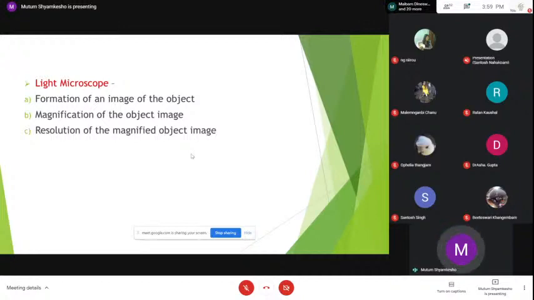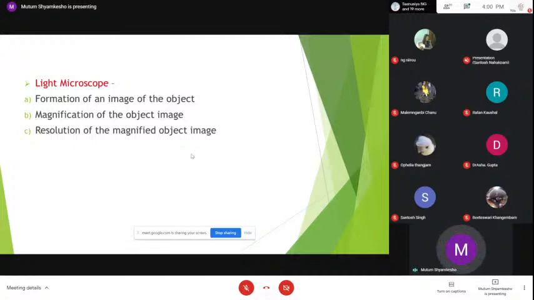Then when we come to the function of magnification of the microscope, this magnification is a function of the magnifying power of the lenses used in the microscope. And this magnifying power of the lenses depends on the focal length of the lenses. And the final magnification of an image by a microscope is equal to the multiplication result of the magnifying power of the objective lens and the ocular lens.